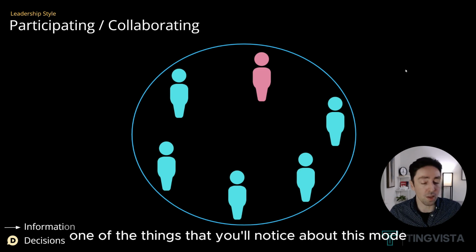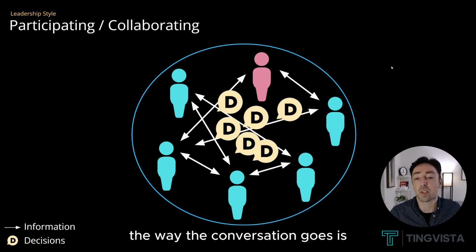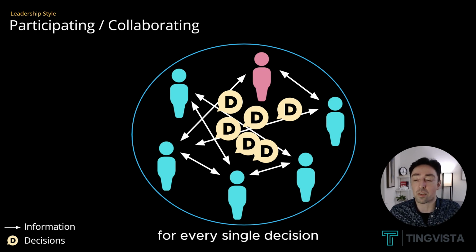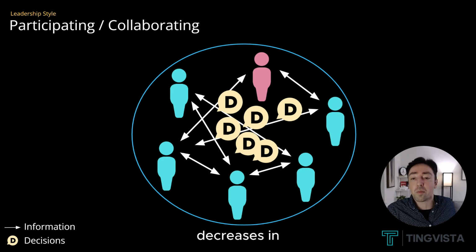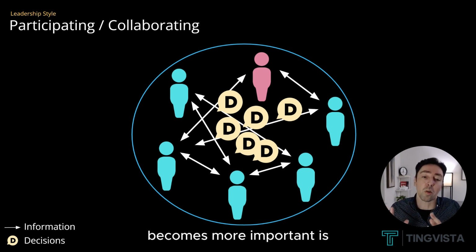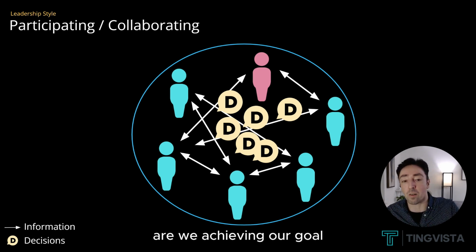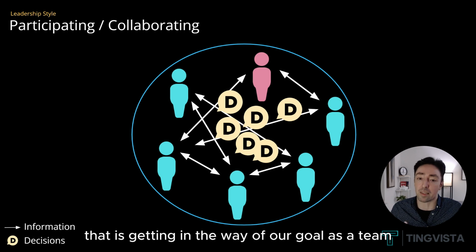And one of the things that you'll notice about this mode is that the decisions tend to show up in the conversation. There's not often a decision maker for every single decision. You may still have a RACI matrix, but that stuff decreases in importance. What becomes more important is, what's the goal for the team? Are we achieving our goal? Does anyone see anything that is getting in the way of our goal as a team?